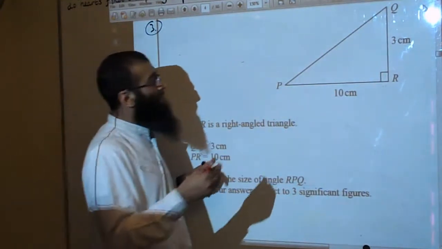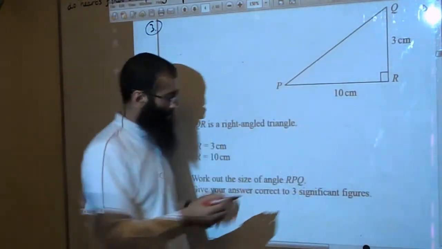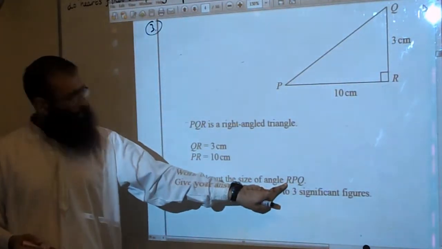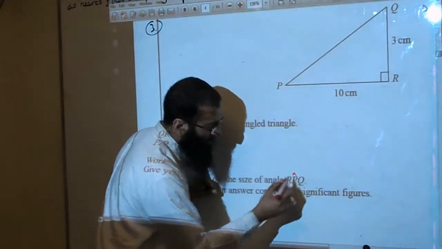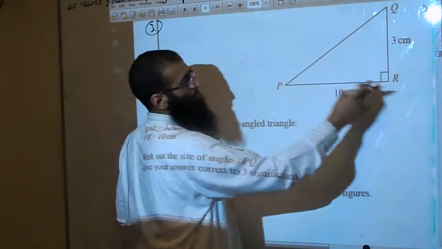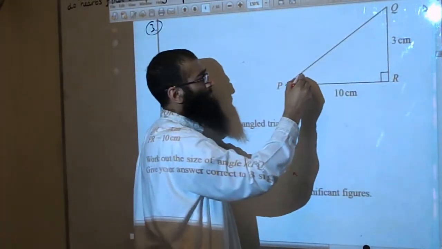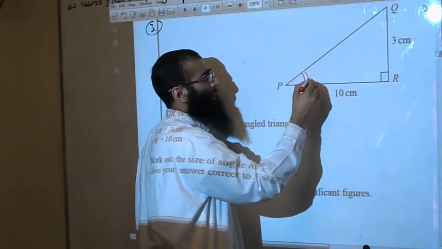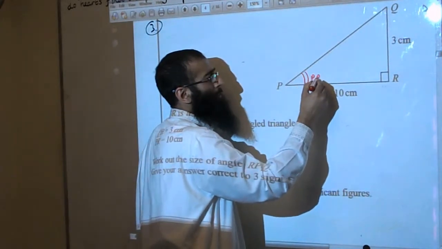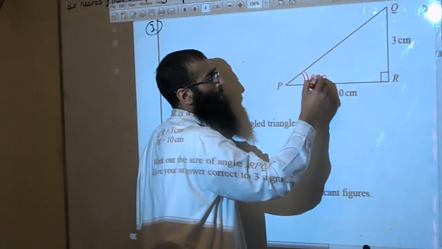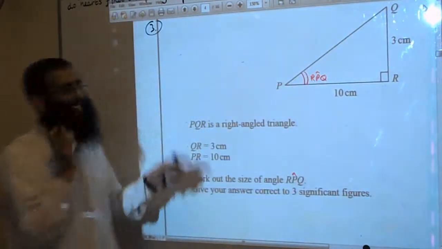So in this question here, Mr. Umar, we have to work out where's RPQ? RPQ, somebody put a little hat on it. R to P to Q is represented by this angle here. This is angle RPQ. Okay? That's the angle we're interested in.